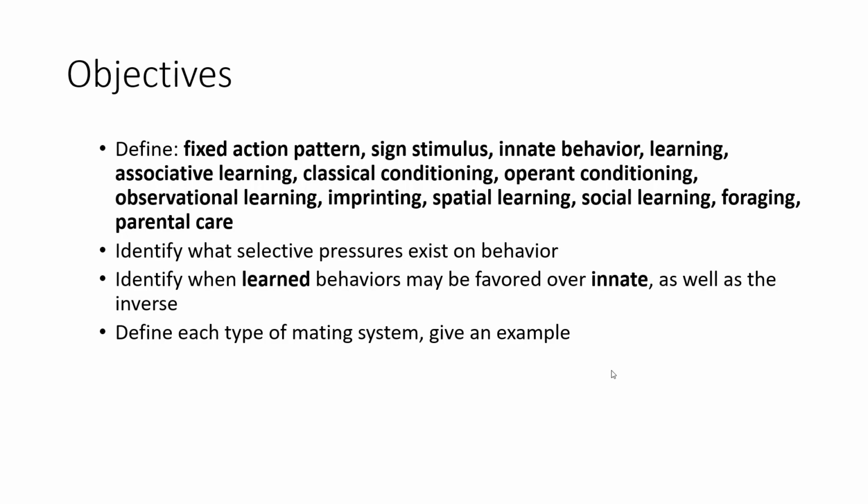Using their muscular and nervous systems, animals exhibit complex behavior. Let's look at these. Be able to define fixed action pattern, sign stimulus, innate behavior, learning, associative learning, classical conditioning, operant conditioning, observational learning, imprinting, spatial learning, social learning, foraging, and parental care.